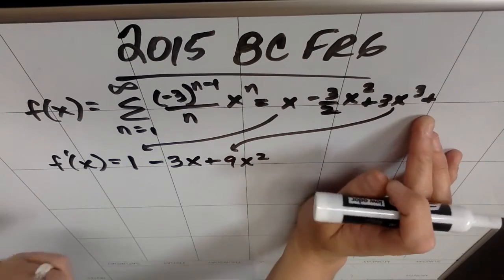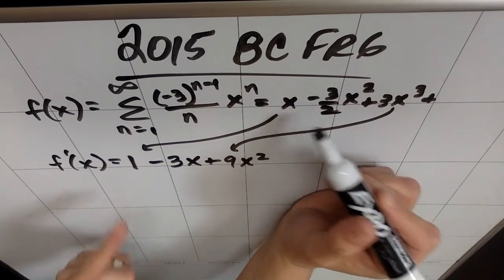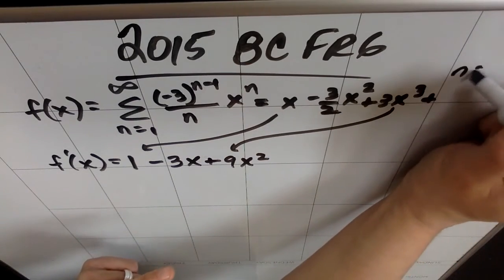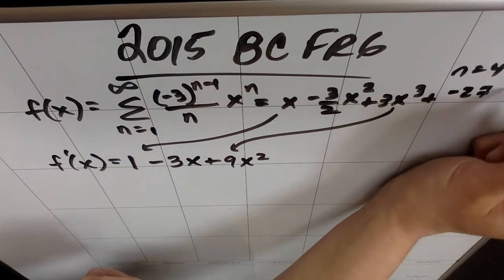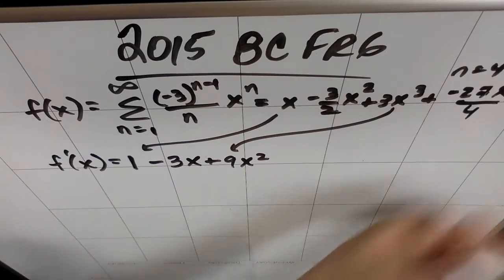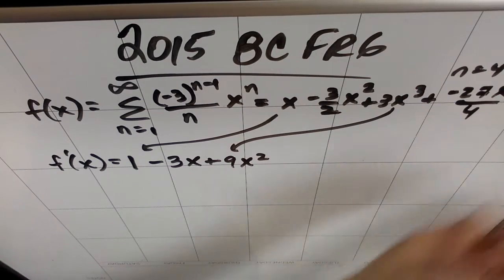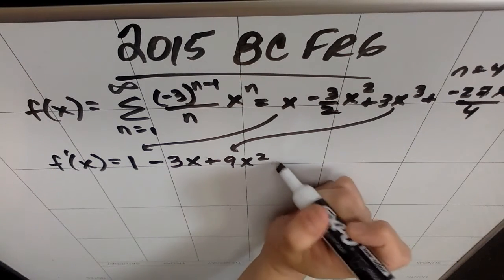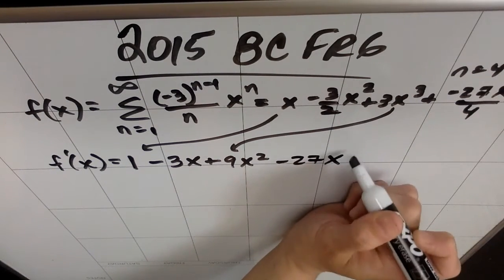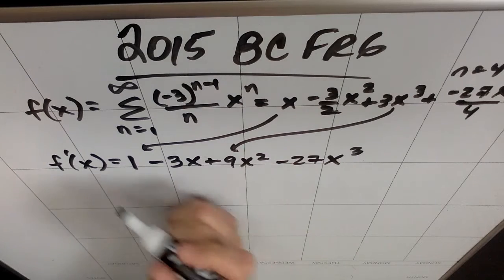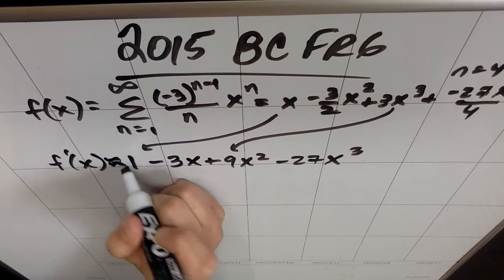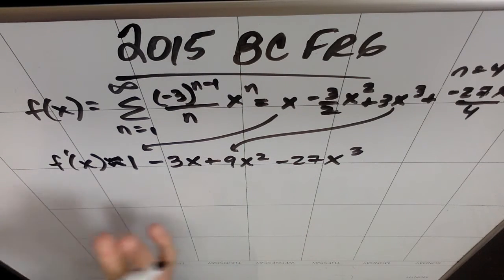find that one, right? So this was when n was 1, 2, 3. If I plug in n is 4 to find this extra term, that's going to be a negative 27x to the 4th over 4, right? So if I want to find that extra term, I just go ahead and derive, and I get a negative 27x to the 3rd, right? And that's all I wanted was the first 4 terms. So what are the first 4 terms that could be used to approximate f prime, right?